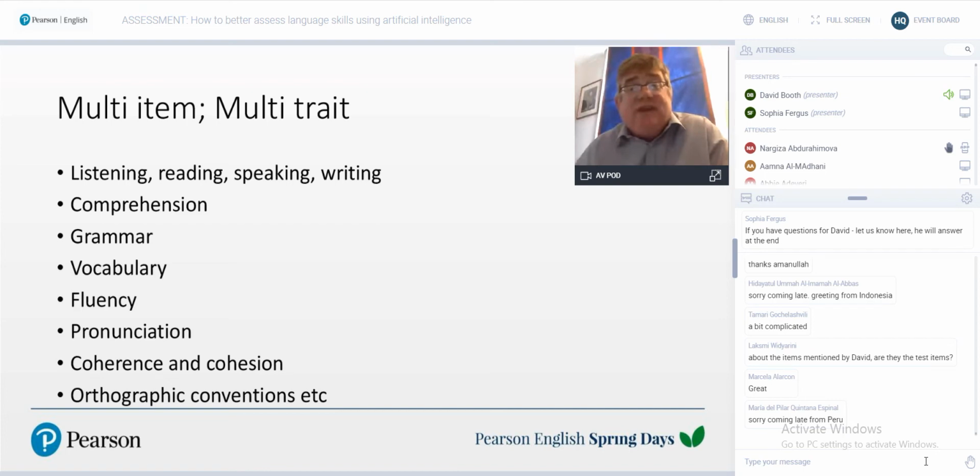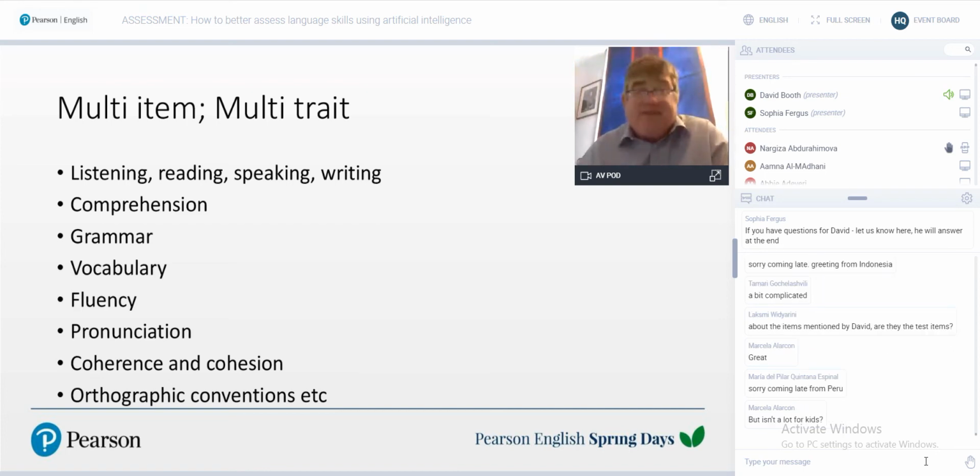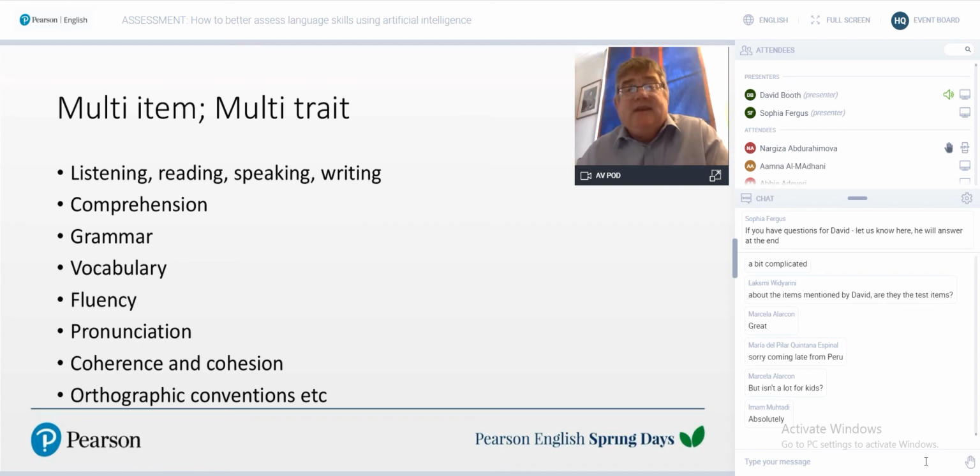And it's measuring multi-trait. So it's not just measuring the skills. It does measure listening, reading, speaking, and writing, and that diagram was showing you how that works. But it's also looking at other skills, so it's looking at grammar and vocabulary. In terms of grammar, it's looking at the range of grammar and the correctness, the accuracy of the grammar that's used. Similarly with vocabulary, it's looking at the range of vocabulary, how much do you know, and also how well you can use it.